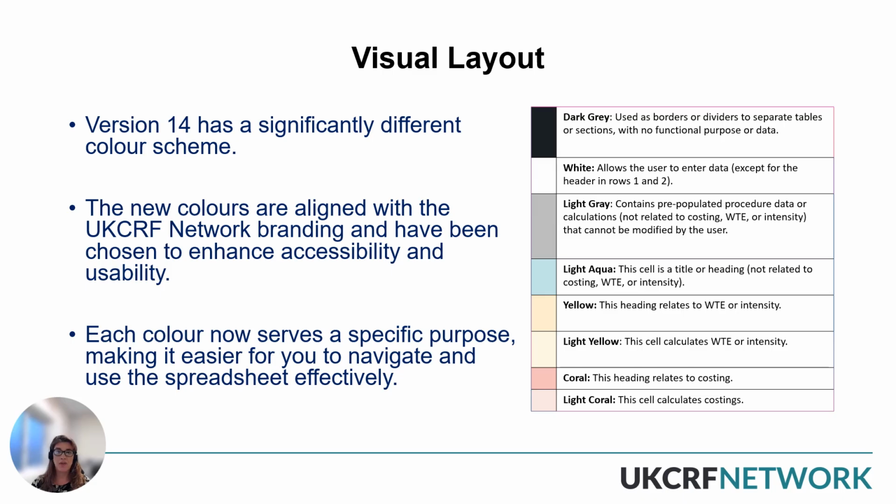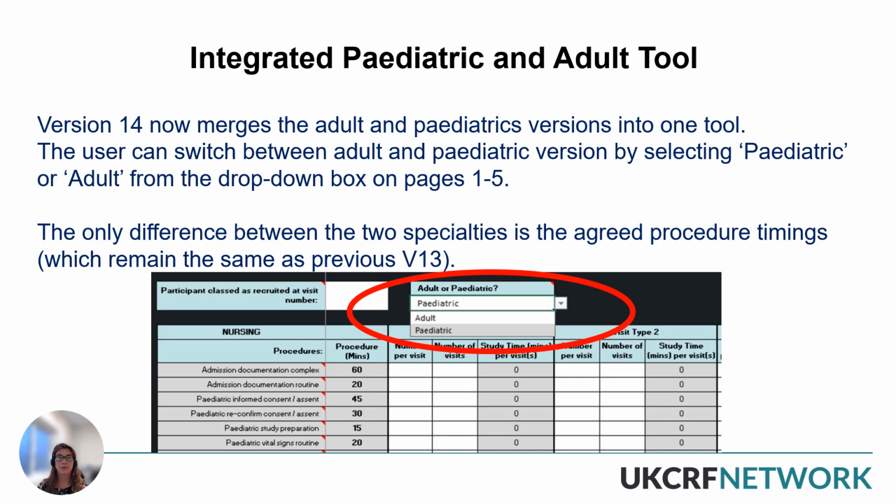Those of you familiar with version 13 will see that the tool looks different in colour and in layout. The colours are easier on the eye, and there is a consistent colour scheme used to help identify key sections such as costing, whole time equivalent, intensity, or study specific activities. The very dark grey, almost black, cells now block out those cells that have no function, which makes the spreadsheet easier to navigate, especially for new users. And you can see that colour key there on the right-hand side.